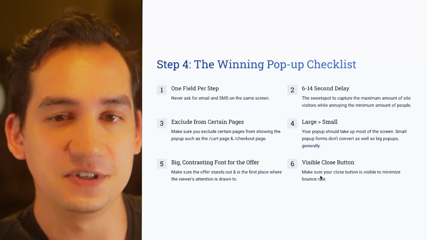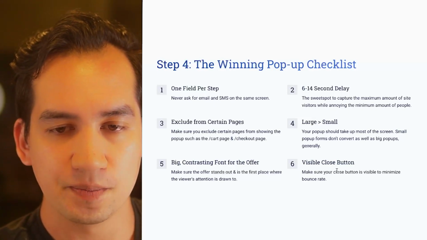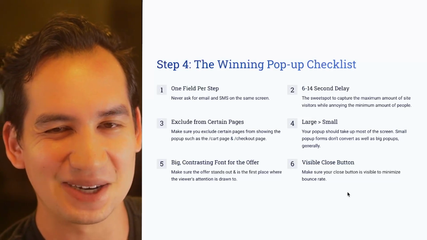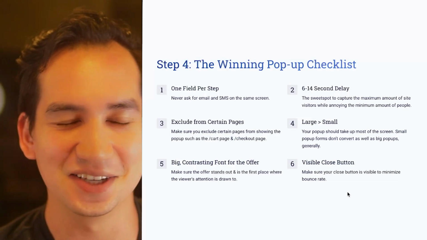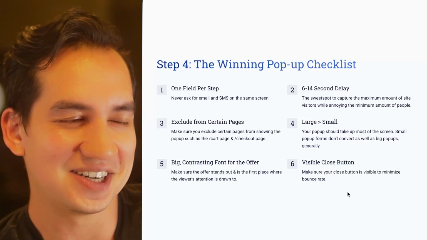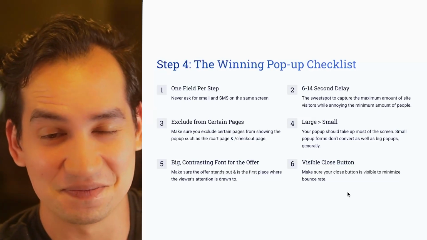Number 6, a visible close button. Make sure your close button is visible to minimize bounce rates. You don't want to hide the close button. Some people just don't want to sign up for your email list. So yeah, just don't do that.